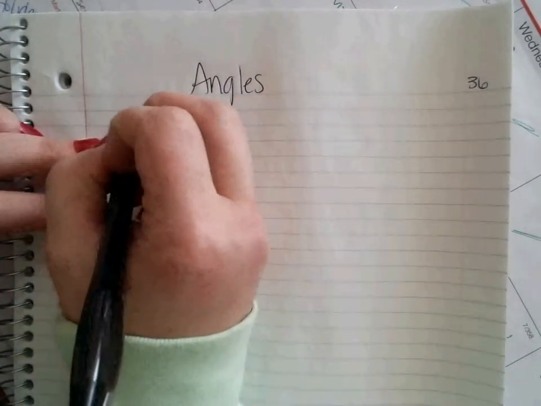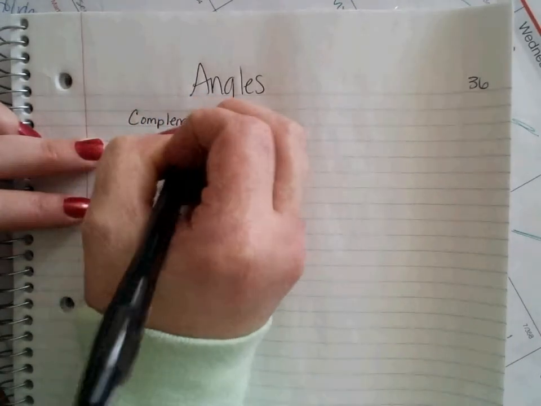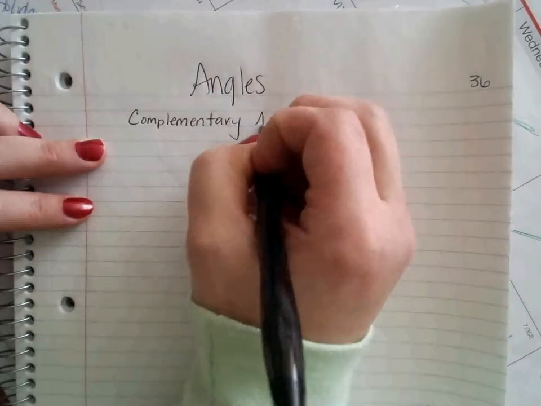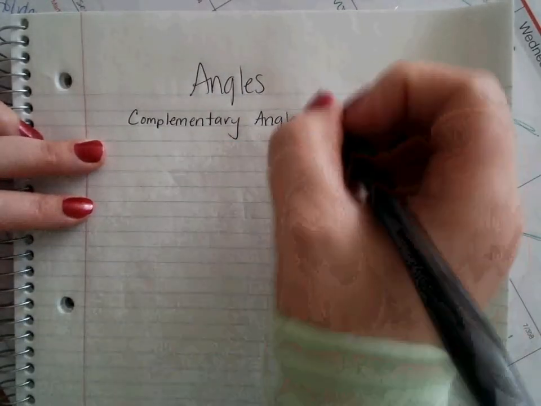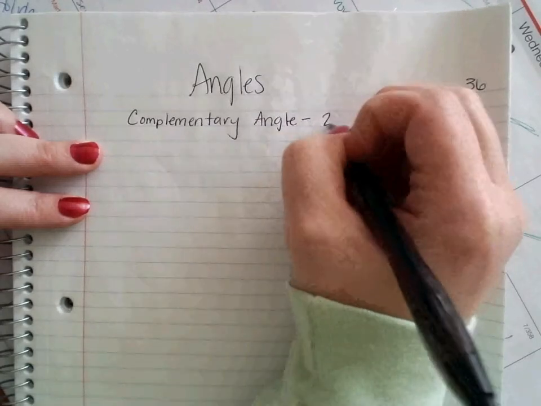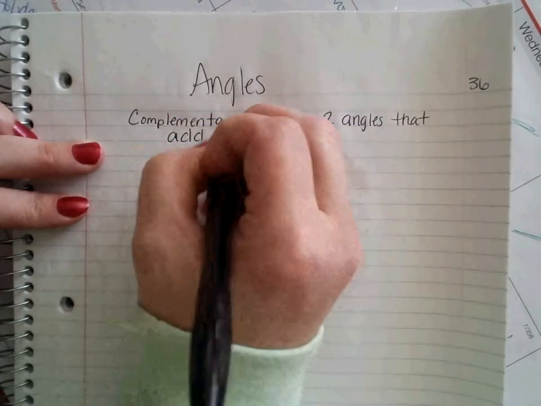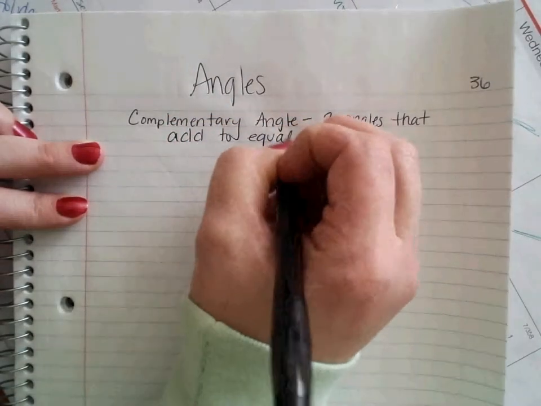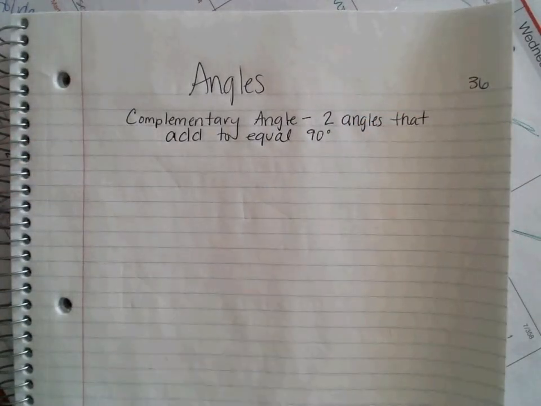The first angle that I want to talk about is called a complementary angle. And this is 2 angles that add to equal 90 degrees. 2 angles that add to equal 90 degrees.